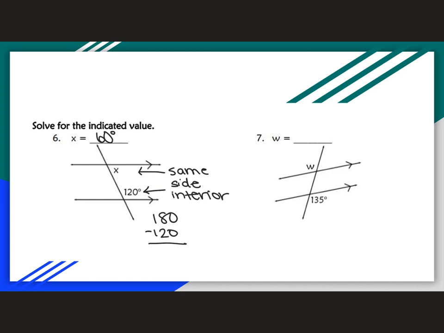For number 7, I again want to look at my angle pairs, so I have these two angles. These are alternate exterior angles, and we know that alternate exterior angles are congruent. So if this angle is 135, W is also 135.